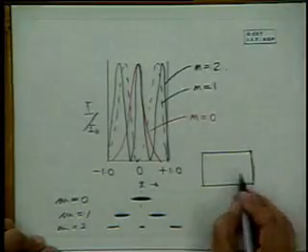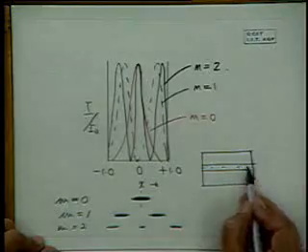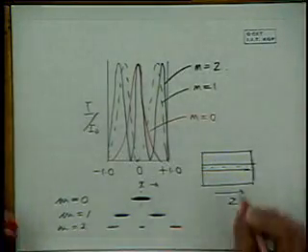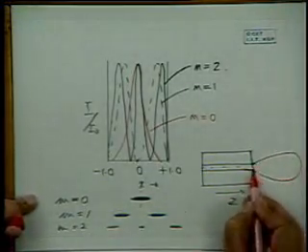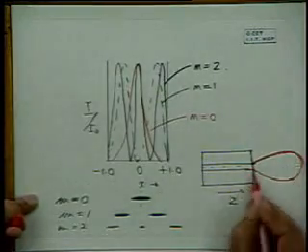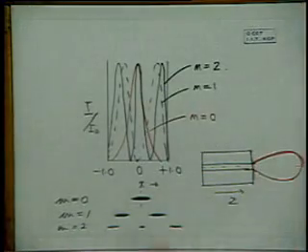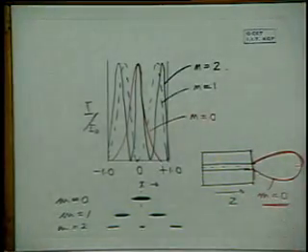So this is looking at the laser, the active region, and this is the z direction. When the light comes out, we're looking at the pattern of light that is coming out of the laser, the distribution of light. And this is for M equal to 0, the fundamental mode.